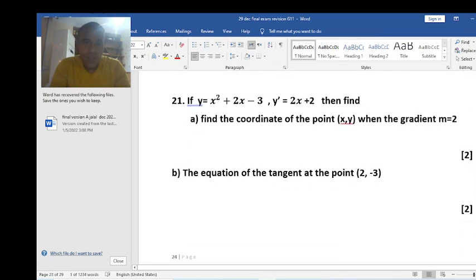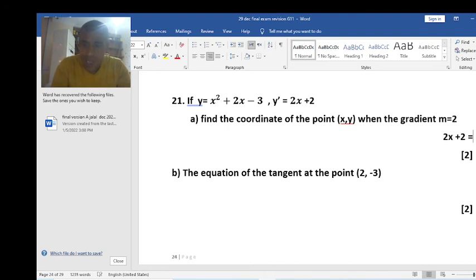Okay, for this one, my learners, if y equal x squared plus 2x minus 3, y prime, or the first derivative of the function, equal to 2x plus 2. Then find the coordinates of the point x, y when the gradient is m equal to 2. Here my learners will write 2x plus 2 equal m, the gradient. Then 2x plus 2 equal 2, therefore x is equal to 0.